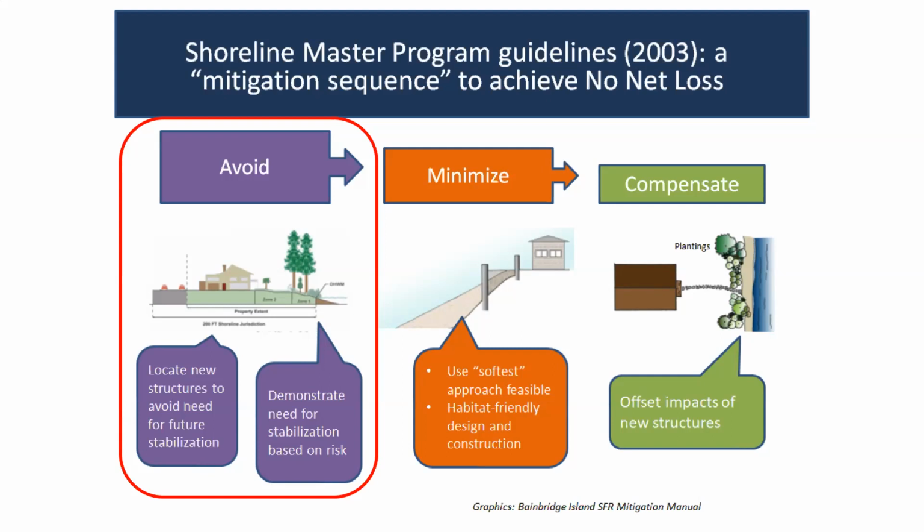We also want to note that WDFW's HPA approval process also uses a mitigation sequence. Habitat biologists issuing HPAs are looking to evaluate first the immediate construction impacts to fish and also the long-term impacts that a structure can cause. So through technical assistance and conditioning permits, the HPA also works to avoid, minimize, and compensate for impacts to resources.